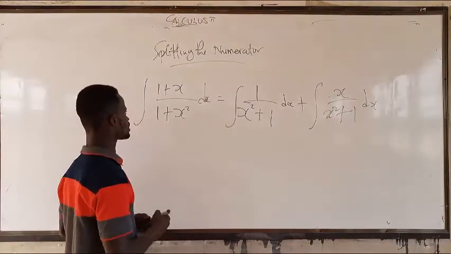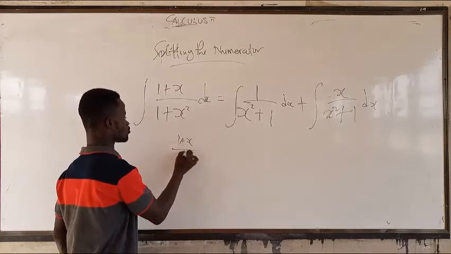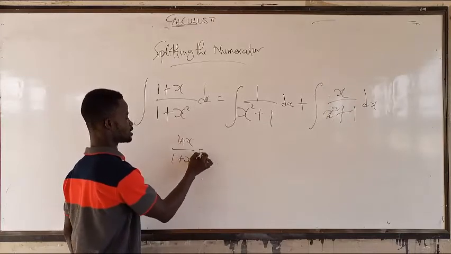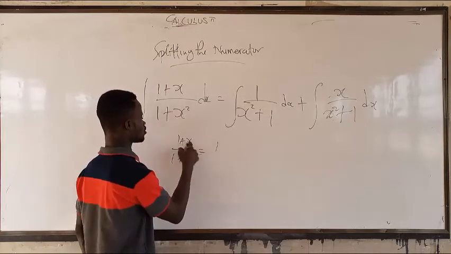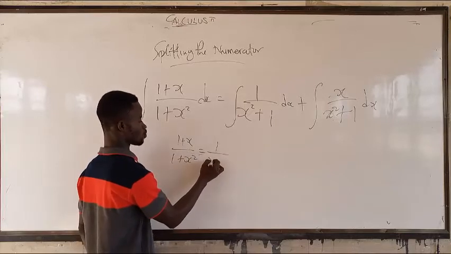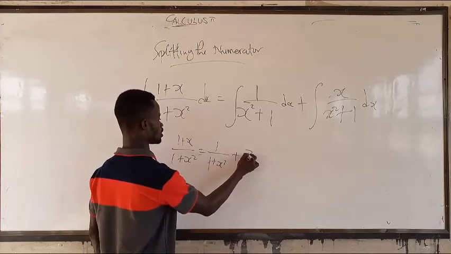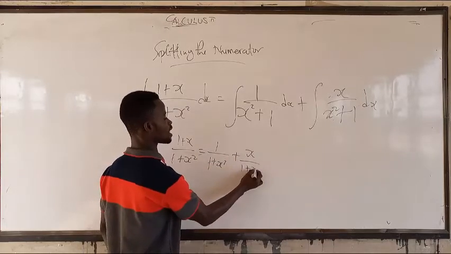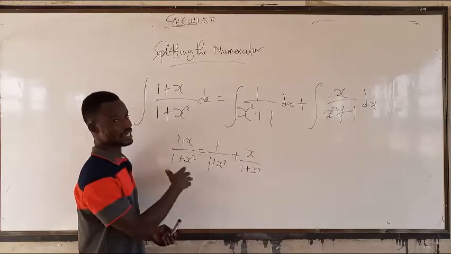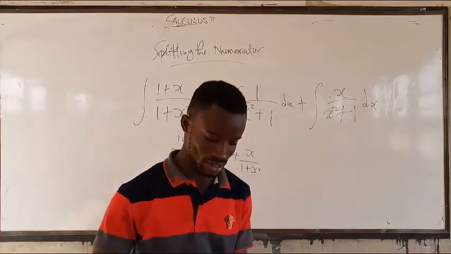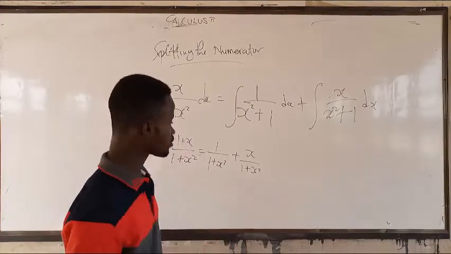The splitting of the numerator is just saying that (1 plus s) over (1 plus s squared) is the same as 1 over (1 plus s squared) plus s over (1 plus s squared). And when you apply the integration, you go your way. So you see how simple it is. Very good.